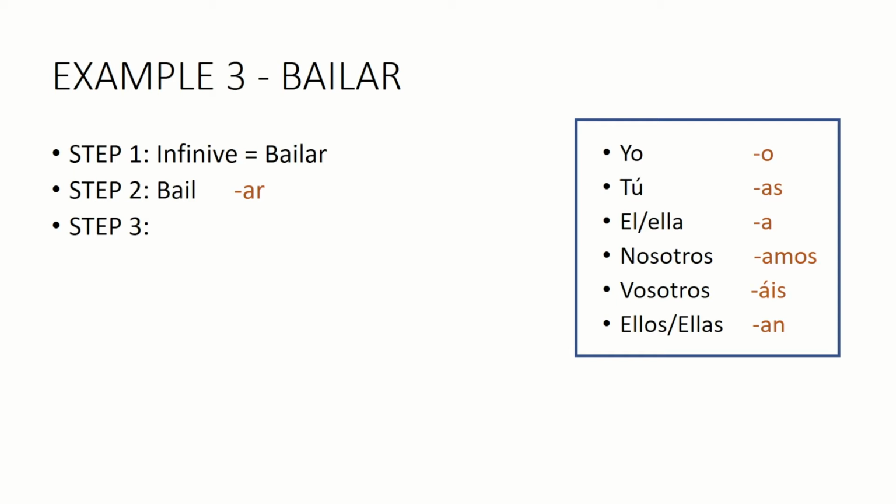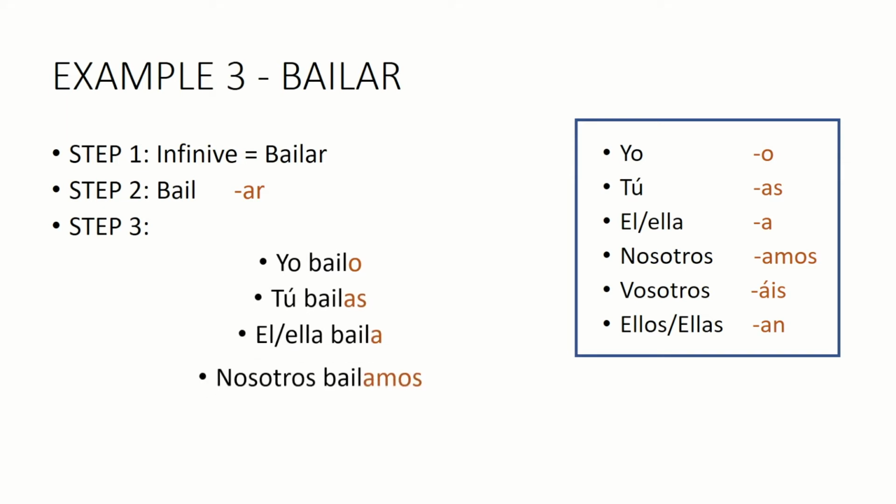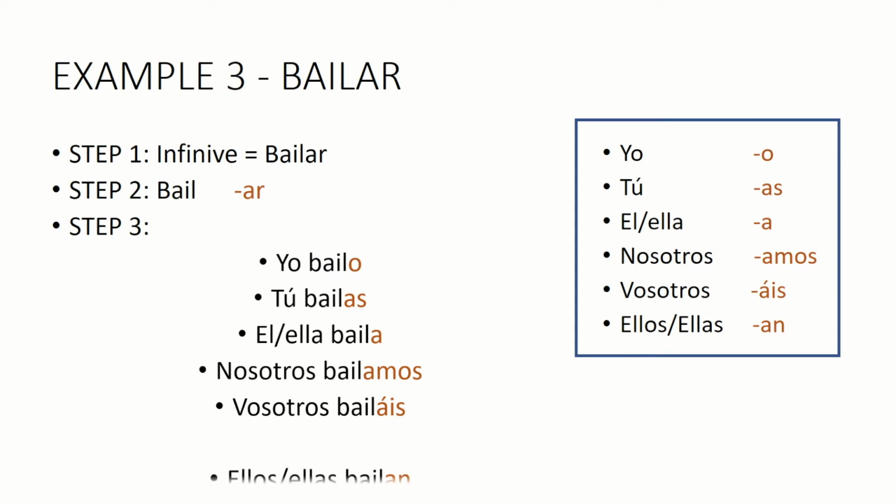Okay, got it? Let's see if you got them right. Yo bailo. Tú bailas. Él o ella baila. Nosotros o nosotras bailamos. Vosotros o vosotras bailáis. Y ellos, ellas bailan. Pretty easy.